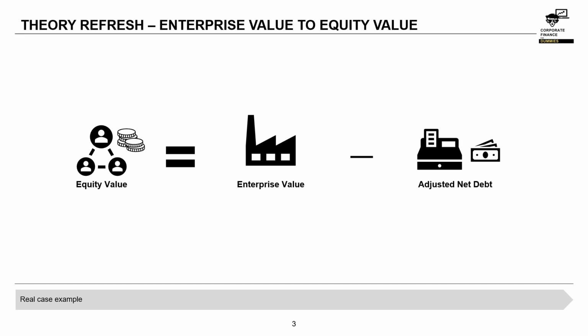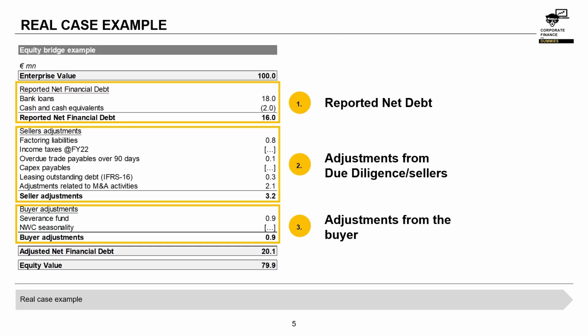First of all, to give you a refresh, in our previous video linked down below, we explained that the equity bridge is essentially what connects the enterprise value of a company to its equity value. Why is it important? Since in a transaction the equity value is the money sellers are going to cash in for the sale of their shares, this number is a fundamental element in the negotiation process.